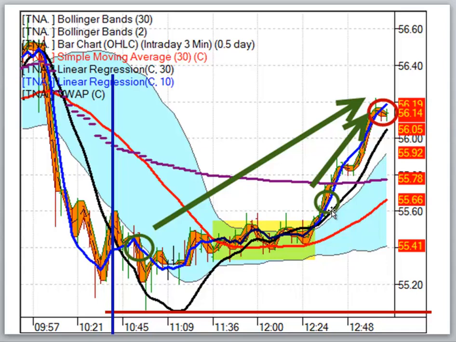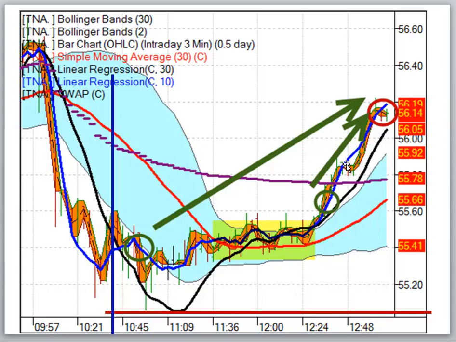The second entry then comes in at about 55.65 when price and the 10 period leave the river, followed by the 30 period regression line. You get this range expansion in the Bollinger Bands. The Bollinger Band starts tilting up. The Bollinger Band mean is tilting up, and so now we've got two positions in this one.